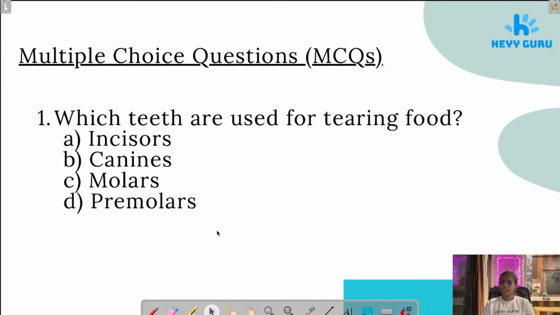A is not a correct answer. Incisors are used to bite the food. And for tearing, canines, which are present here, are helpful to tear the food. If you want to break any food, you have to tear it, right? So canines are useful for that. So B is the correct answer. Whoever answered A, that is not a correct answer.